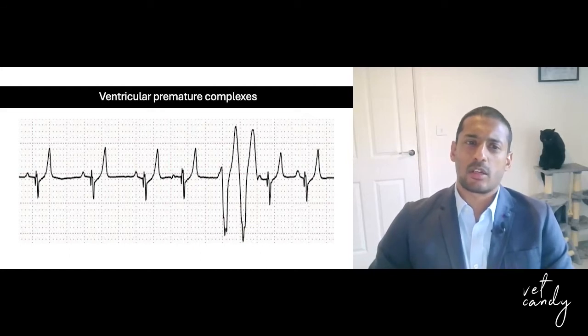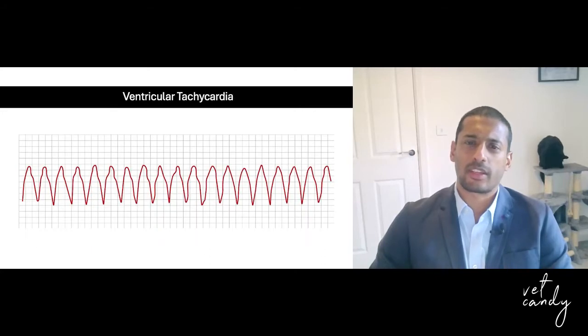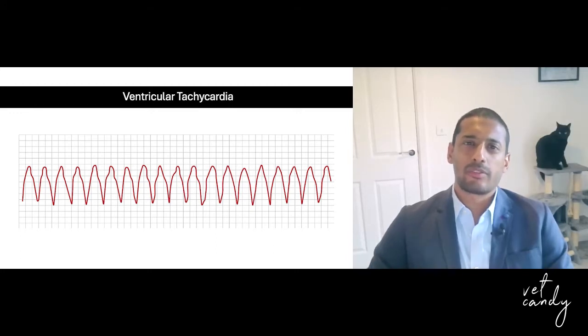Runs of VPCs over a rate of approximately 160 to 180 beats per minute are termed ventricular tachycardia. This can occur in brief paroxysms or as longer, sustained periods. On the ECG, there is a rapid, wide QRS complex rhythm. The longer ventricular tachycardia persists, and the faster the rate is, the more dangerous it is. Ventricular tachycardia can cause weakness, collapse, or even sudden death. On auscultation, ventricular tachycardia is almost always regular, with variable pulse quality and pulse deficits.